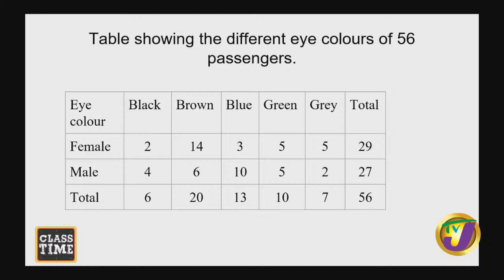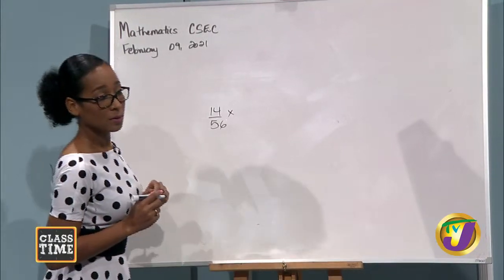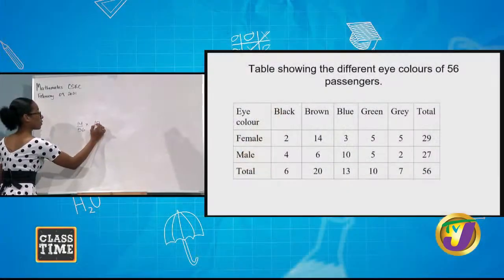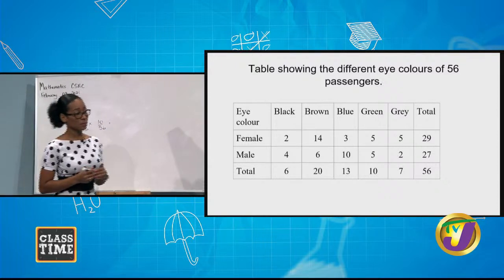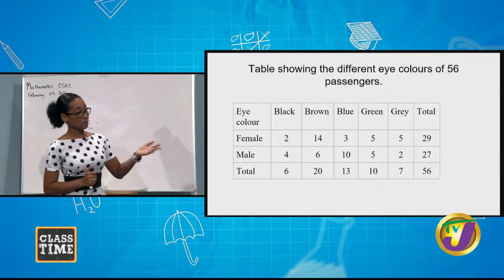So we're asked to look at a female with what color eye? Brown eyes. All right, so what is that? 14. So that would be 14, out of the entire passenger list, which is 56. Then they wanted to look at a male with blue eyes, and that would have been 10 out of our same 56. All right, so what's the probability?